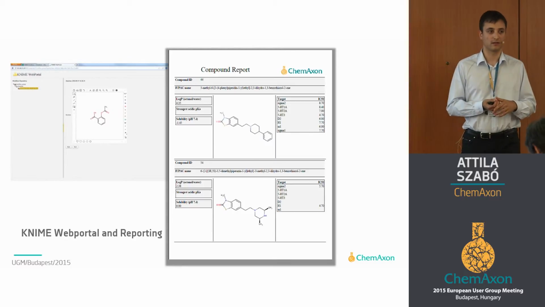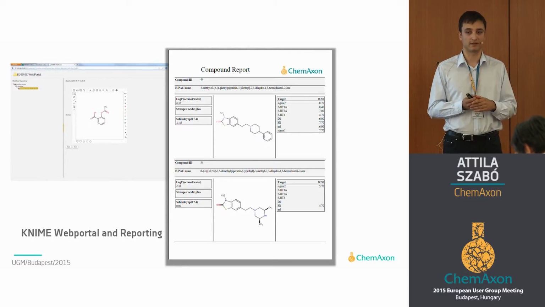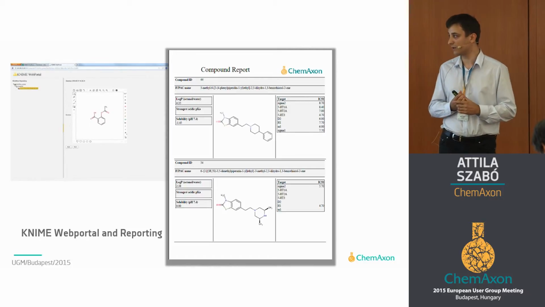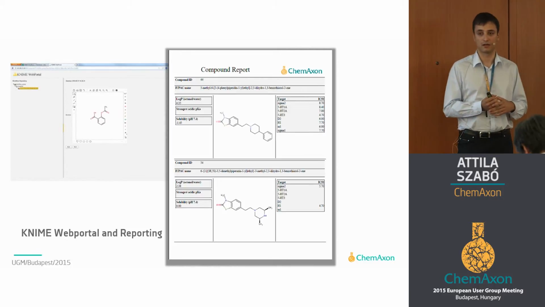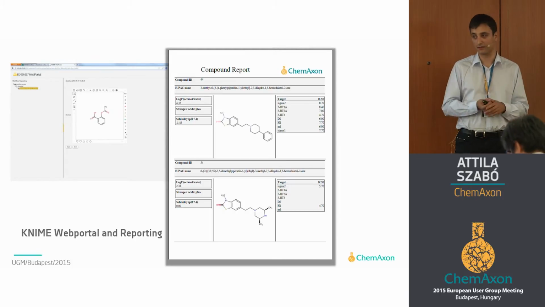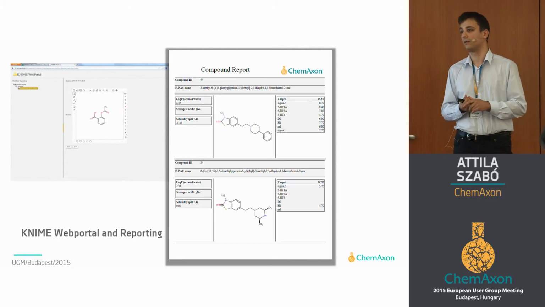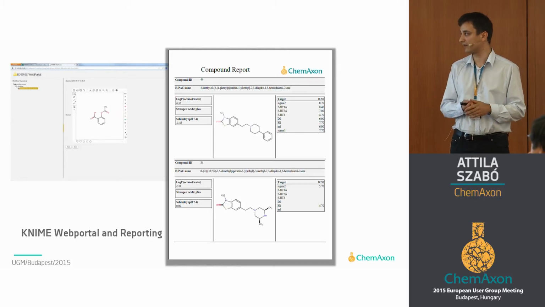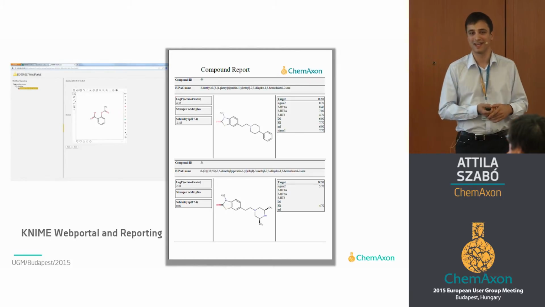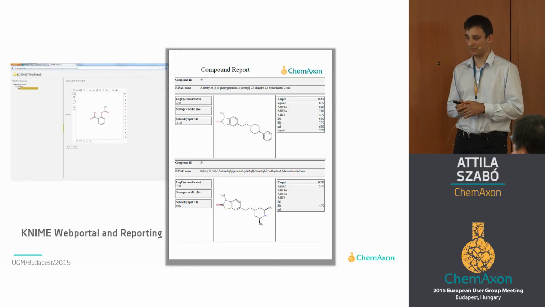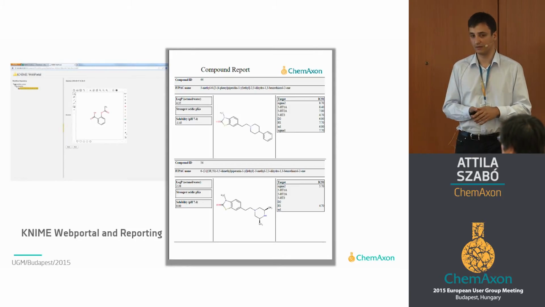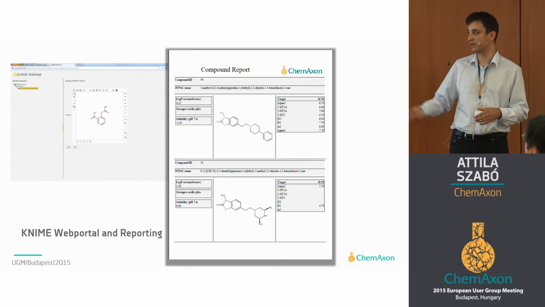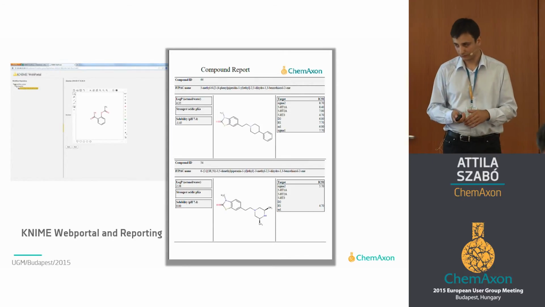KNIME has a BIRT report designer integrated, and this means that you can create nice and even flashy reports in PDF, in PPT, much flashier than I have here as an example. And the good thing is that you can use a Marvin structure renderer to insert structure images in those reports.